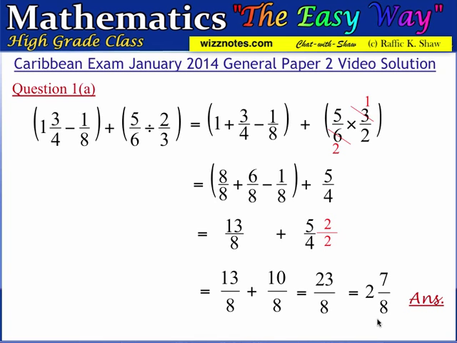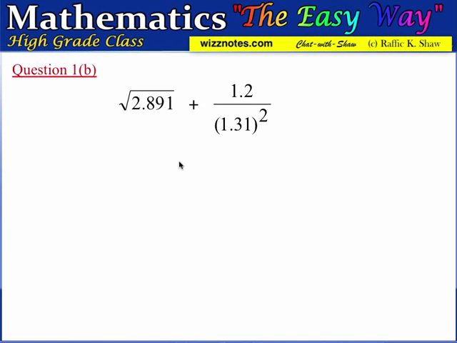Let's move down to part B. Now part B is asking us to use a calculator or otherwise to calculate the value of this expression, this addition, and we have to give our answer correct to 2 decimal places. Now what we see here, we have the square root of this number plus 1.2 divided by the square of 1.31.